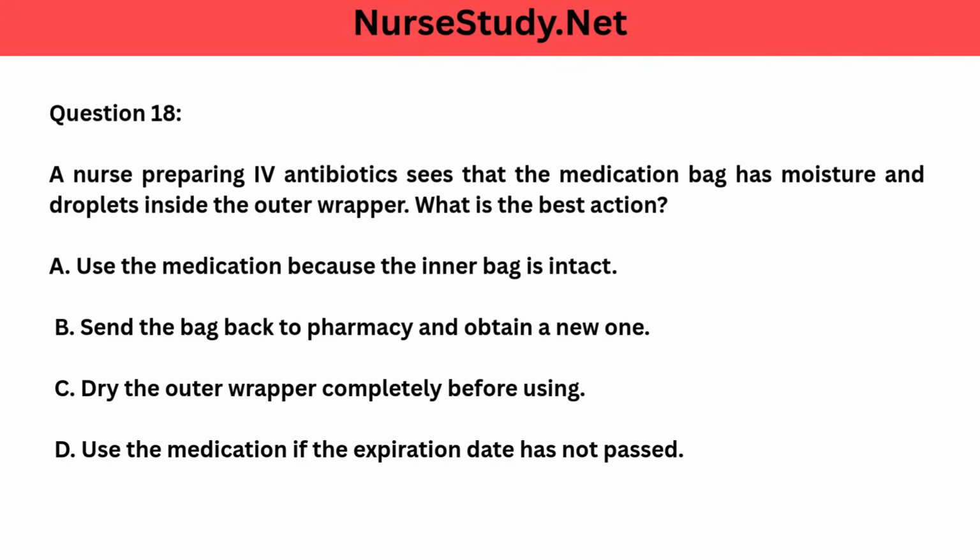Question 18. A nurse preparing IV antibiotics sees that the medication bag has moisture and droplets inside the outer wrapper. What is the best action? A. Use the medication because the inner bag is intact. B. Send the bag back to pharmacy and obtain a new one. C. Dry the outer wrapper completely before using. D. Use the medication if the expiration date has not passed.